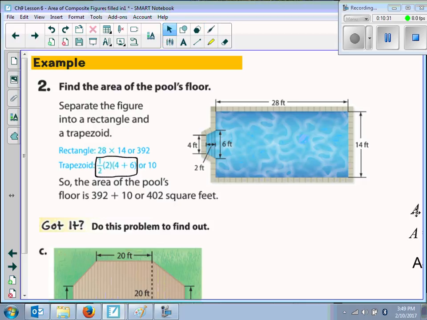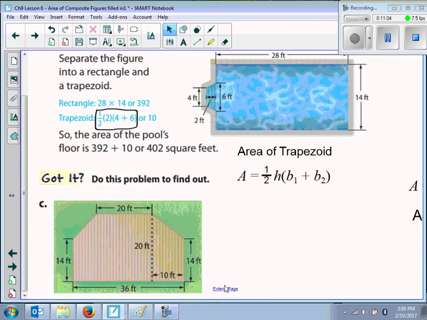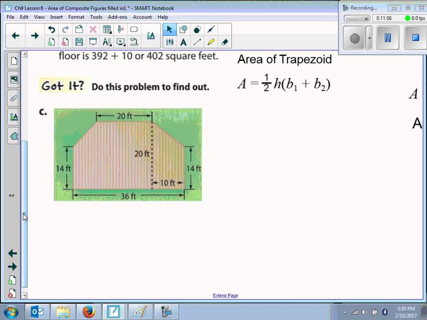The formula for the area of a trapezoid, make sure you write this down, is area is equal to 1/2 times the height times the sum of the bases. So when we find the area of the floor of this pool, we have the trapezoid right here where the stairs are, and then we're going to find the area of this rectangle, and then we're just going to add them together. Okay? So let's do this one down here together. So we've got the area of a trapezoid.